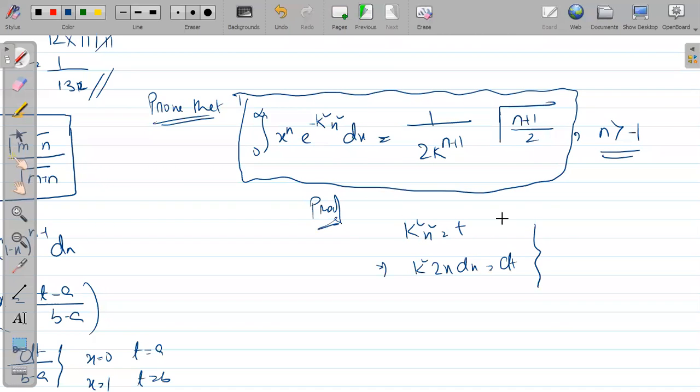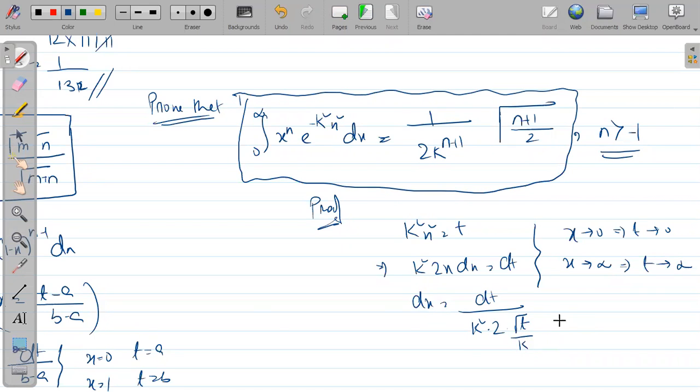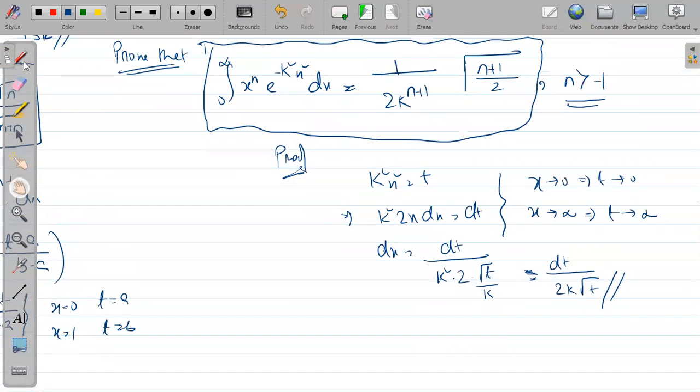What are the substitutions? If x is 0, t is also 0. If x is infinity, t is also infinity. That's all. There is no change in the limits. dx is what? dt by k square into 2x. x is what? Root t by k. This we are getting, right? These limits and everything we have to substitute now. Well, now, what I am doing here, try to understand.